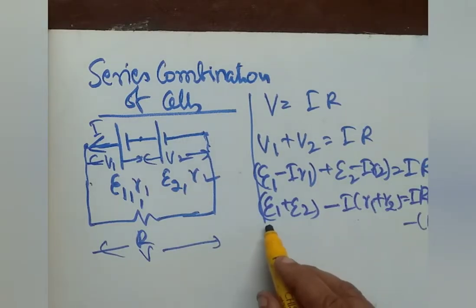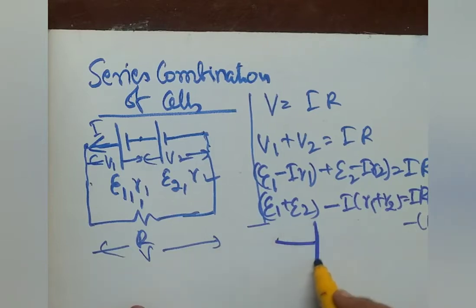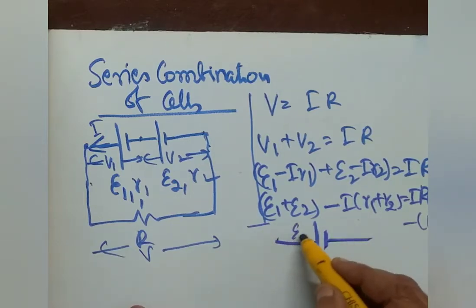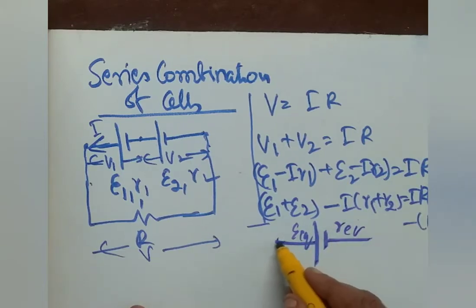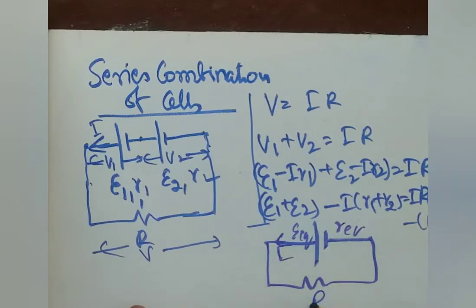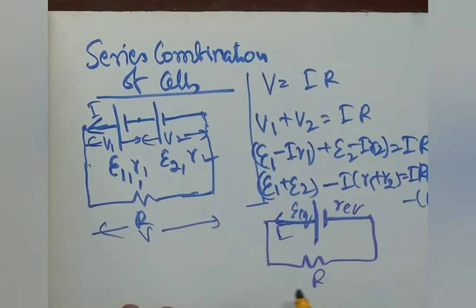Now we go for replacing the combination by a single cell like this, whose EMF is E equivalent and internal resistance is R equivalent, which also sends the same current I through an external resistance R. Then, if we write the equation for this, the terminal potential difference IR again equals E equivalent minus I into R equivalent. This is our equation 2.